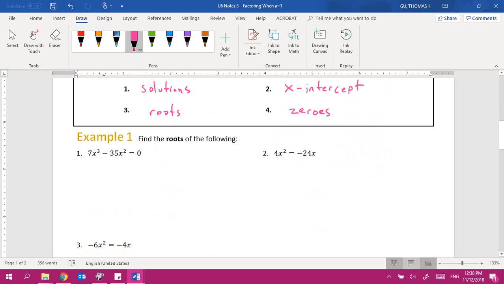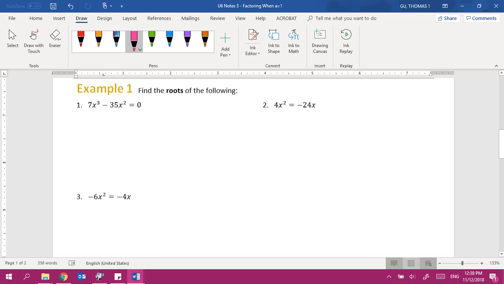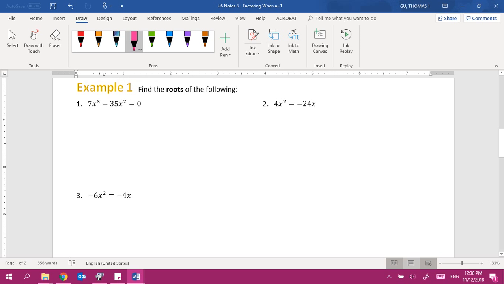Okay, so let's do example 1. Look at the directions. It says find the roots of the following. What kind of answer should I have? X equals something. That's right. Good. Okay, so let's do number 1 together. We got 7x cubed minus 35x squared equals 0. Remember, the first step is you want to set it equal to 0. Is it already set equal to 0? Yeah. Okay, so we're done with that. Then remember, we want to make sure it's lined up from highest exponent to lowest exponent. Is it lined up like that? Yes, it is.